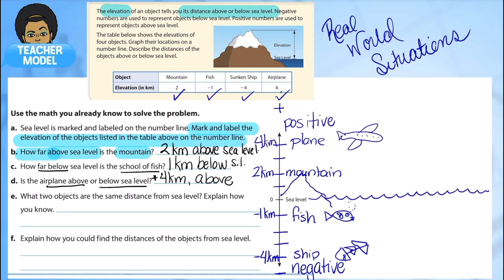Next question, what 2 objects are the same distance from sea level? And how do I know? I have to explain how. So let's look at the mountain first. The mountain is 2 from 0. So do I have anything else at 2? Nope. So I'm looking for its opposite. I'll try the airplane. The airplane is at 4 from 0. Do I have anything at -4? Yes, the ship. So 4 and -4, the plane and the ship.